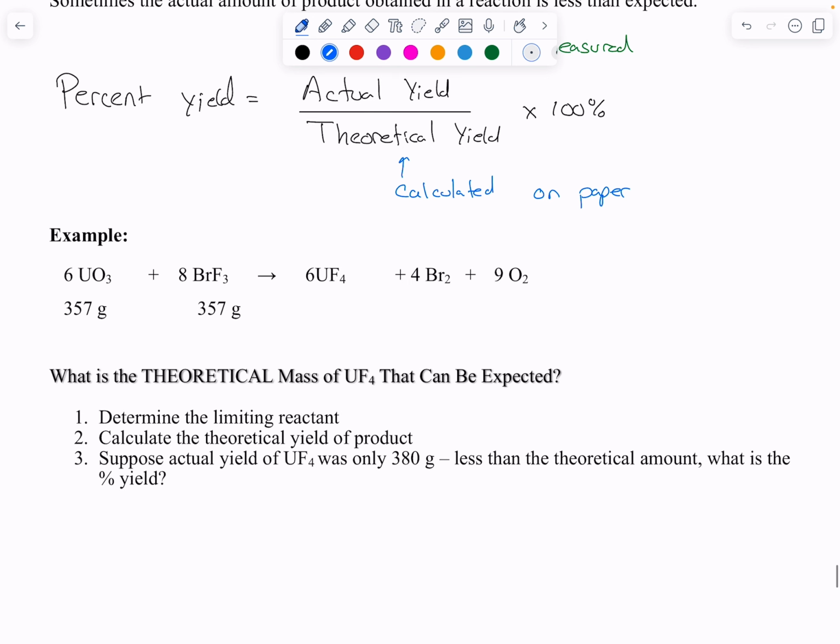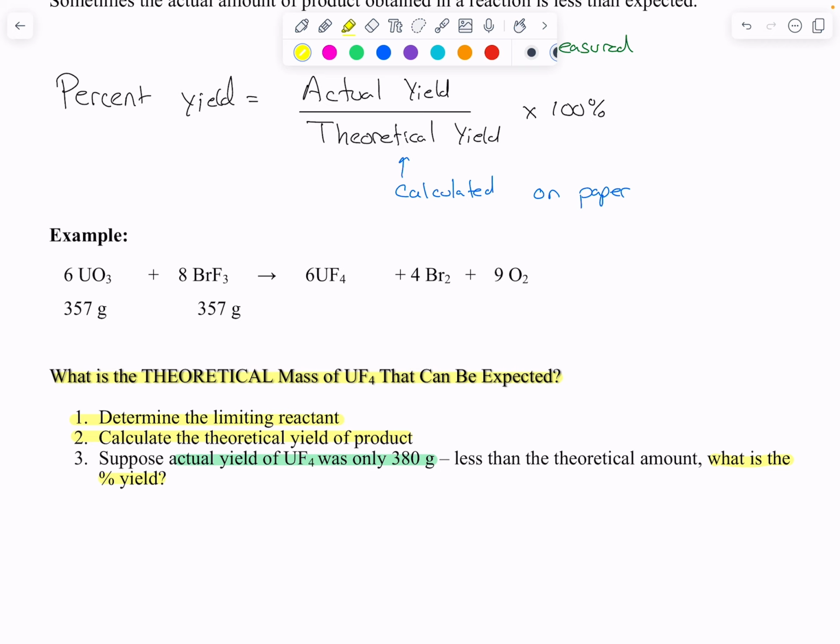What's the theoretical mass? The question is, what is the theoretical mass of UO4 that can be expected? So you have to do these in order. You've got to determine the limiting reactant, calculate theoretical yield, and then use the actual yield. Your actual yield from the lab was 380 grams. What is the percent yield? If I just told you it was 380 grams, you still have to do steps 1 and 2, if that makes sense.